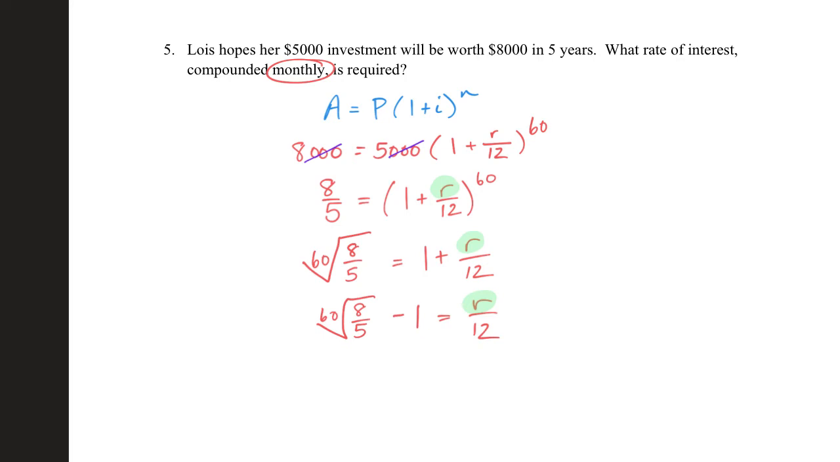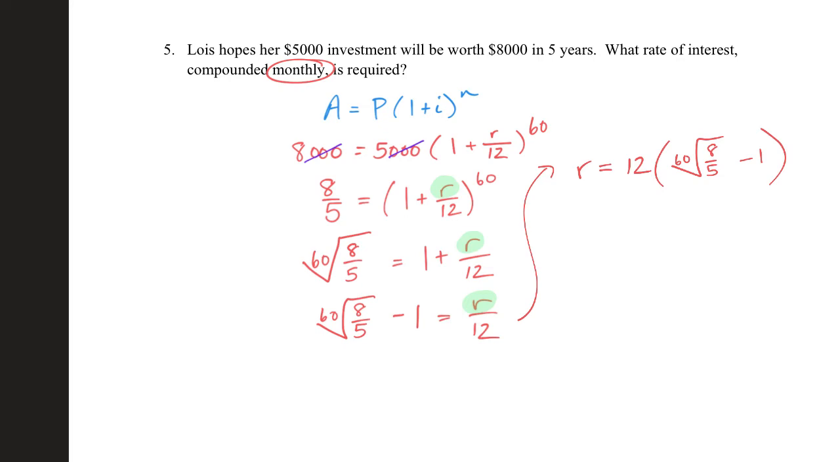Okay, to finish it off, to get that R all by itself, I need to go through and get rid of my divide by 12. So my R is going to be 12 times that big, ugly mess. And there we go.